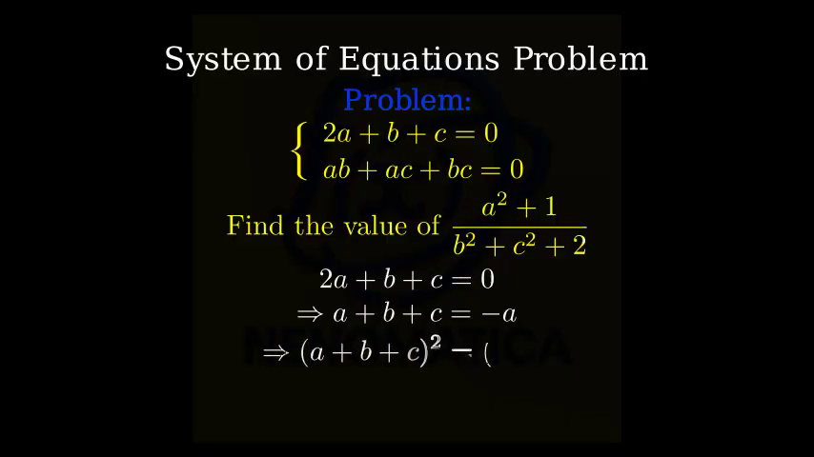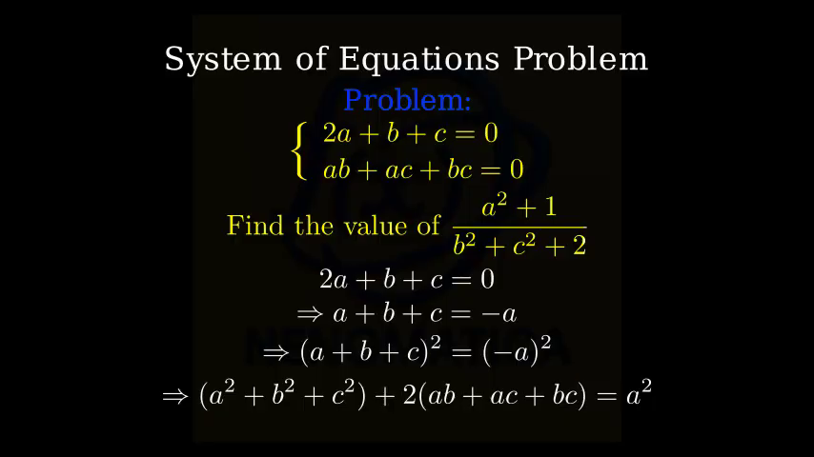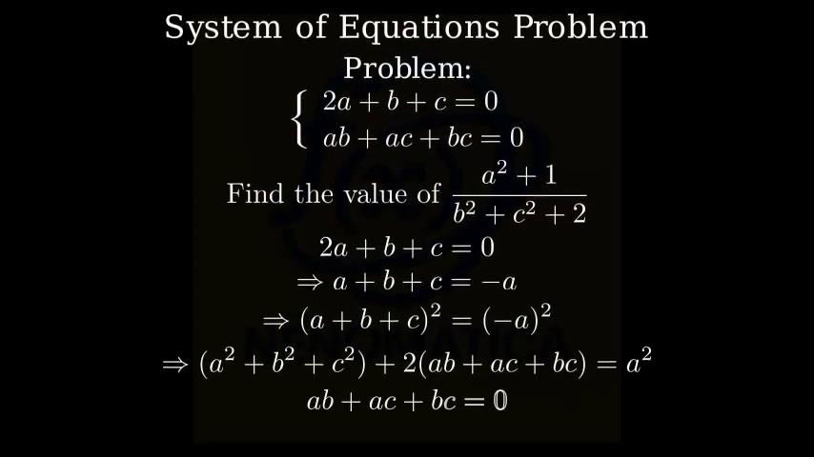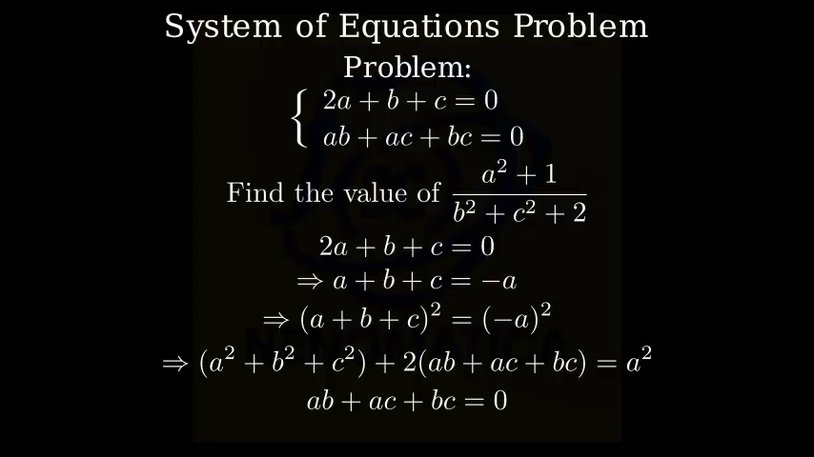We get the quantity (a plus b plus c) squared equals the quantity (negative a) squared. Next, we expand the left side of the equation. The square of a plus b plus c equals a squared plus b squared plus c squared plus 2ab plus 2ac plus 2bc. And on the right side, negative a squared is simply a squared. Now, let's use our second equation from the original problem. We know that ab plus ac plus bc equals 0.